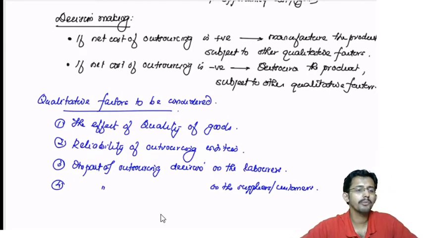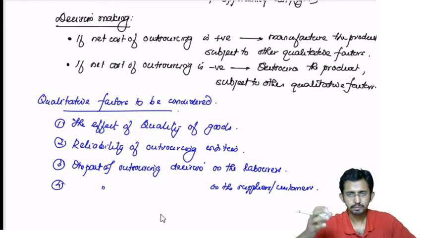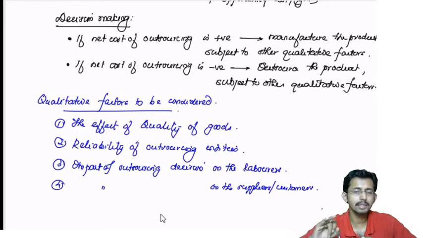Any decision for outsourcing will affect the quality of the goods. So we have to consider what impact the outsourcing decision will make on the quality of the goods. Then second, the reliability of the outsourcing entities has to be seen. If you are giving the outsourcing work to a local entity which is not bothered about quality or reliability, there may be two problems. One, the product you are receiving may be defective. Second, you may not receive the product on time.